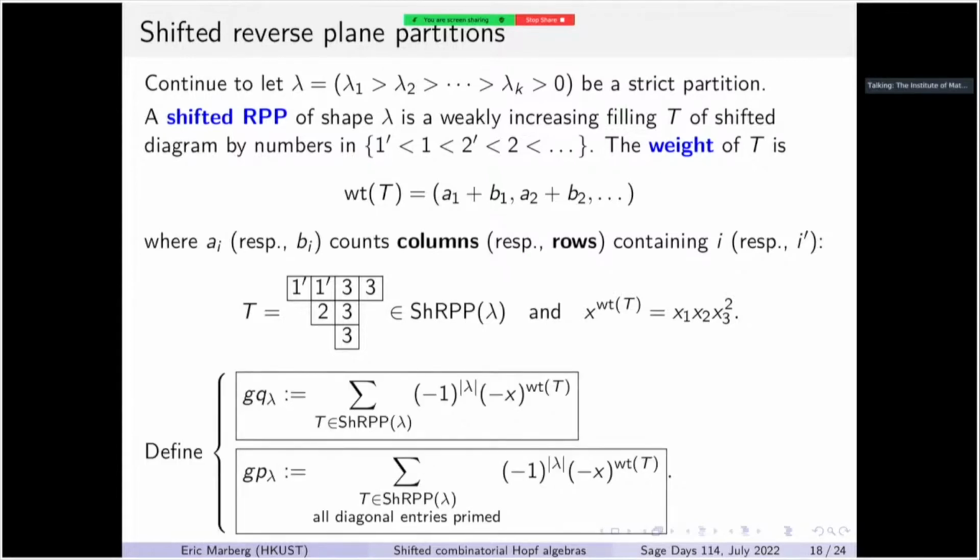And now the definition that we make is that lowercase gq is the sum over all of these shifted reverse plane partitions, and we have the same kind of signed weight as we did for the lowercase g's a few slides ago. And then lowercase gp lambda is the same sum, but instead of allowing primes on the diagonal freely, we say every entry has to be primed. That's the curious condition here: all diagonal entries in this reverse plane partition must be primed. You take this big sum.